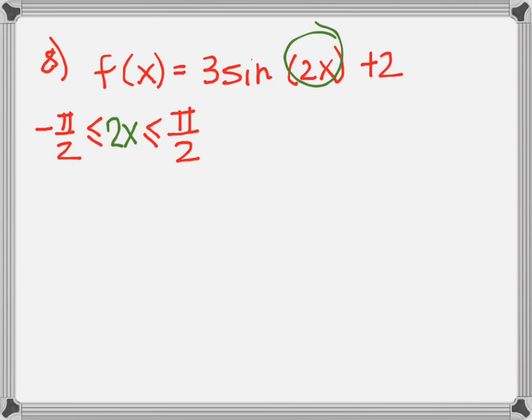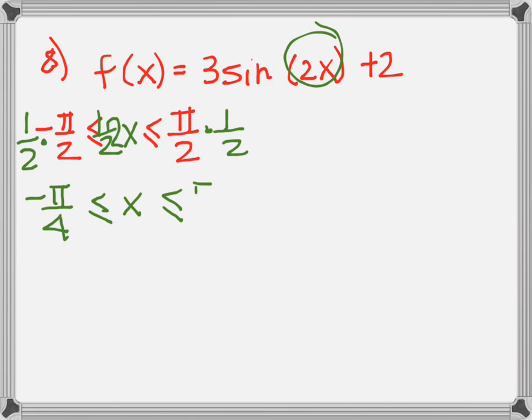So how do I get rid of the 2 in the middle? We've done things like this before. I divide by 2, or I could multiply by 1/2. So just because I'm already dealing with fractions, I'm going to go with the multiply by 1/2 business. All right, so I get negative pi over 4 on the left is less than or equal to x in the middle is less than or equal to pi over 4 on the right. This is my restriction. Okay? So this is how I find my restriction.